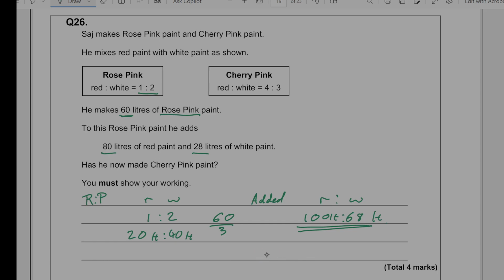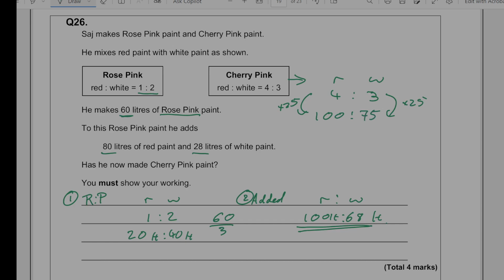I'm actually going to do it here. So let's say that was step 1. That was then step 2. So what I'm going to say is for cherry paint, if we want to have 100 litres of red, for white, if we wanted 100 here, we've got to times by 25. So we'd need times by 25 here. So that would give me 75.